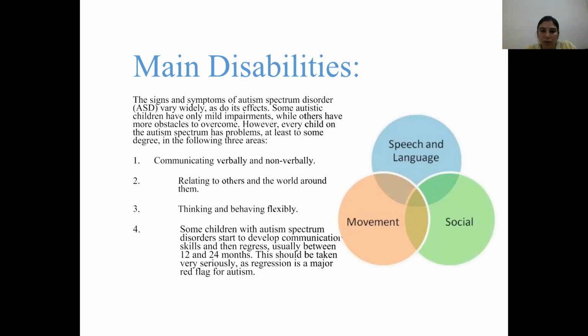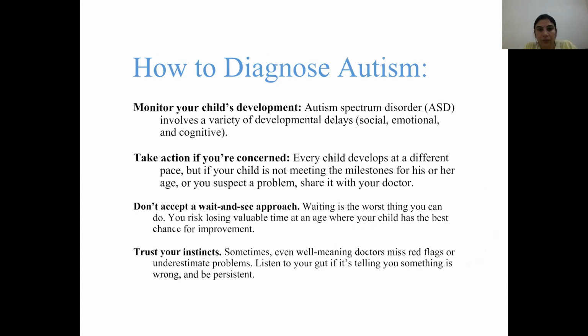Fourth is some children with autism spectrum disorder start to develop communication skills and then regress. Usually between 12 and 24 months, this should be taken very seriously as regression is the major red flag for autism. How to diagnose autism? Monitor your child's development. Autism spectrum disorder involves a variety of developmental delays, that is social, emotional, and cognitive. Take action if you are concerned.